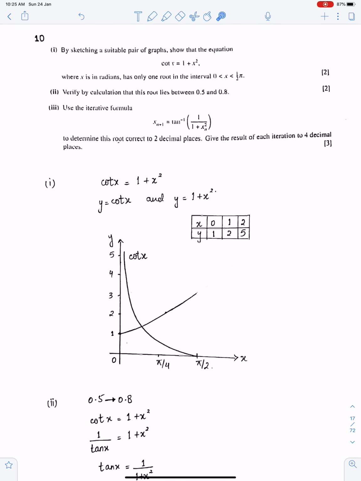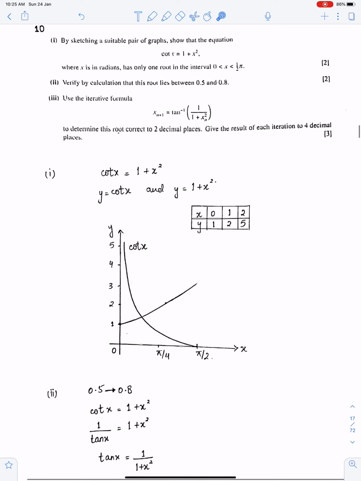By sketching a suitable pair of graphs, show that this equation has just one solution in this interval. So you have to sketch cot x separately and 1 plus x squared. This is a happy face from 1. So this is here. This is the complete curve. But since we have to work according to this domain, we sketch just this part. And this is the solution of these two graphs. There is just one solution according to this sketch, hence shown.